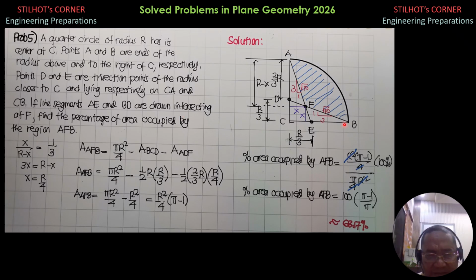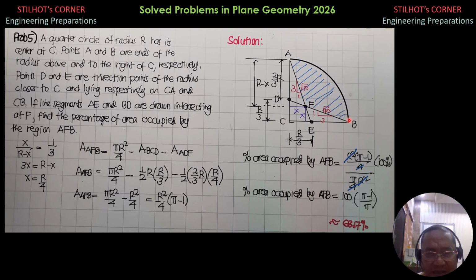So this is now the figure. This is not given supposedly. You have to understand the statement of these problems here. Of this problem here. Find the percentage of area occupied by the region AFB. So this shaded area divided by the area of the quarter circle times 100%. That's the percentage area occupied by the region AFB.